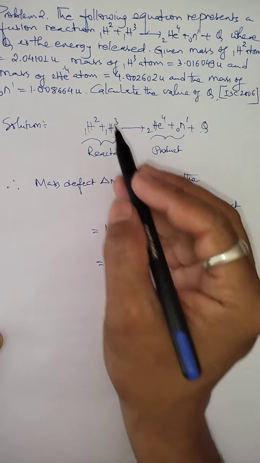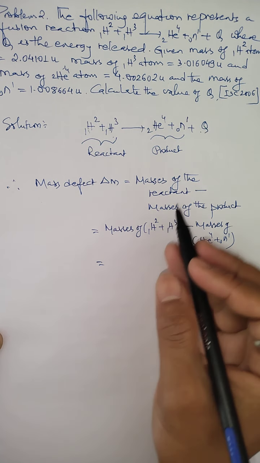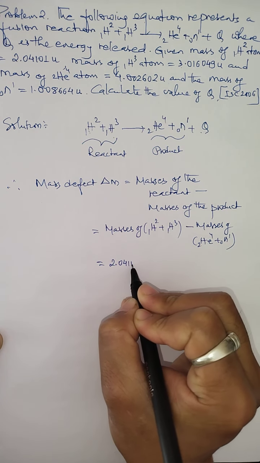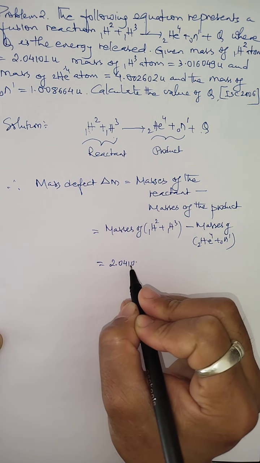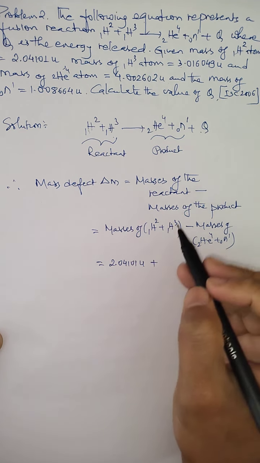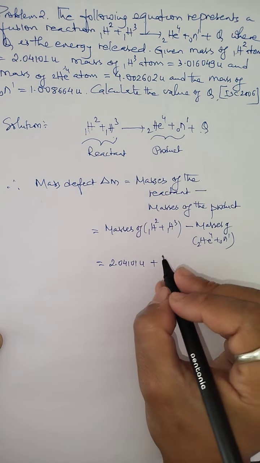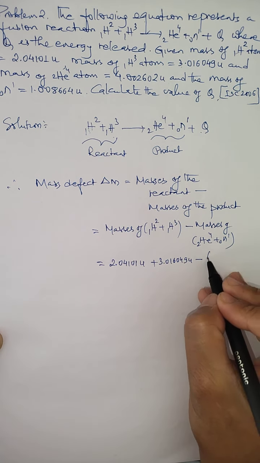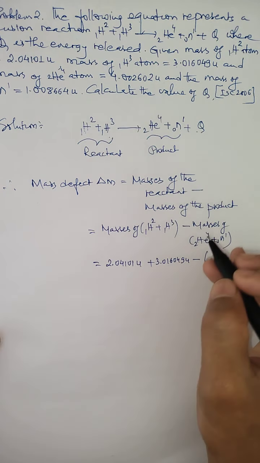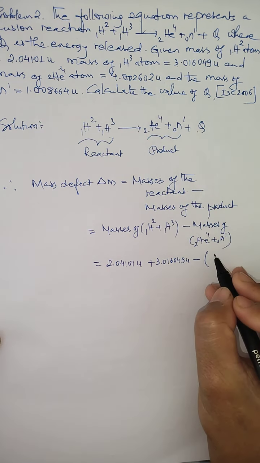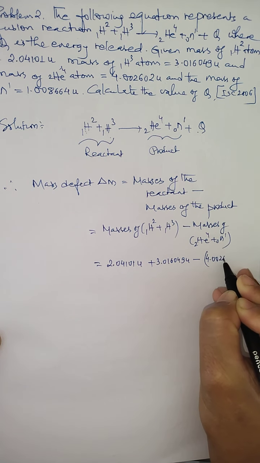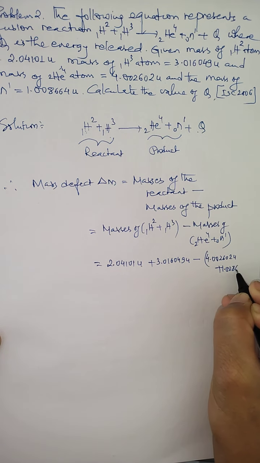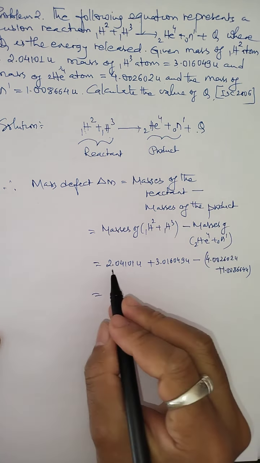Now these masses can be added. You know the mass of the H 1 2 atom, the hydrogen atom, is 2.04101 U, plus the mass of tritium, which is also given, 3.016049 U, minus, in brackets, the mass of the helium nucleus, which is 4.00260 U, plus the mass of the neutron, 1.00866 U.